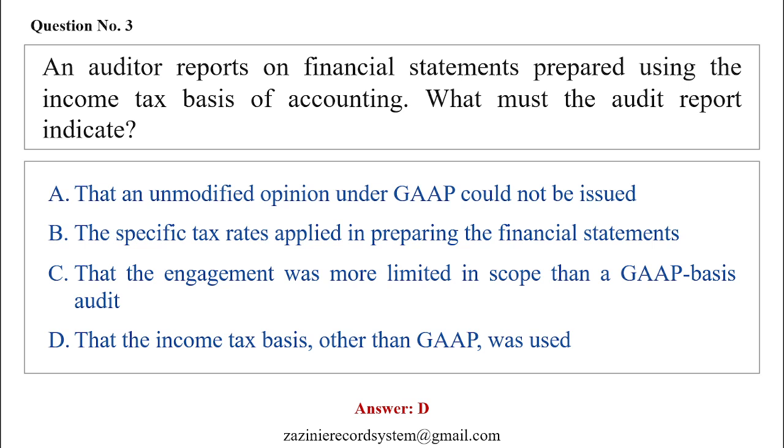Explanation. Letter D is correct because the report's job is simply to flag that the statements follow the income tax basis, a recognized comprehensive basis of accounting other than GAAP, so readers know exactly what framework they're looking at. It doesn't need to spell out tax rates or frame the engagement as somehow more limited than a GAAP audit.